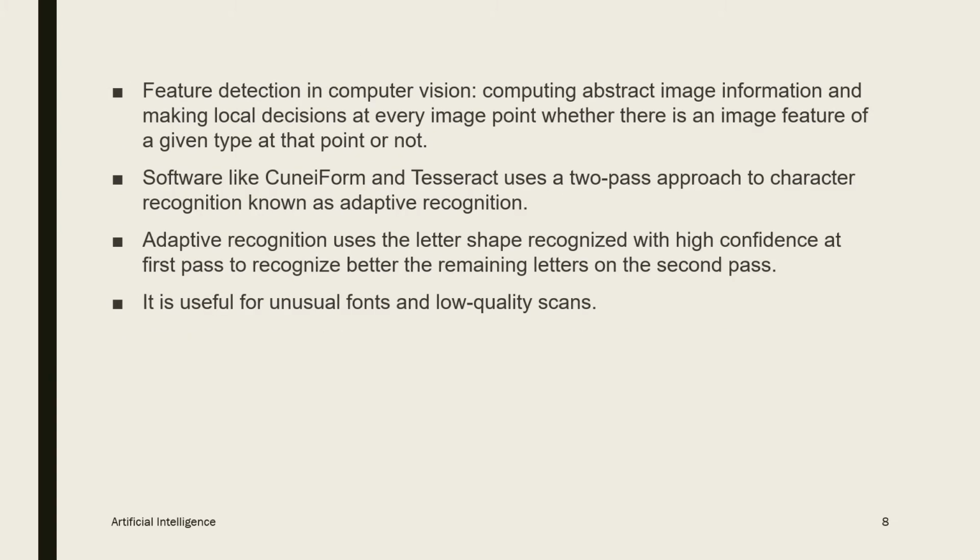Feature detection in computer vision: computing abstract image information and making local decision at every image point whether there is an image feature of a given type at the point or not. Software like Cuneiform and Tesseract uses a two-pass approach to character recognition known as adaptive recognition. Adaptive recognition uses the letter shape recognition with high confidence at first pass to recognize better the remaining letters on the second pass. It is useful for unusual fonts and low quality scans.